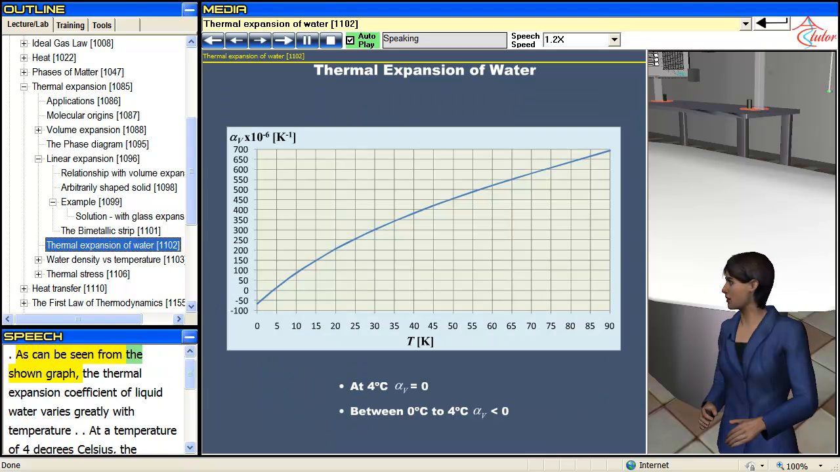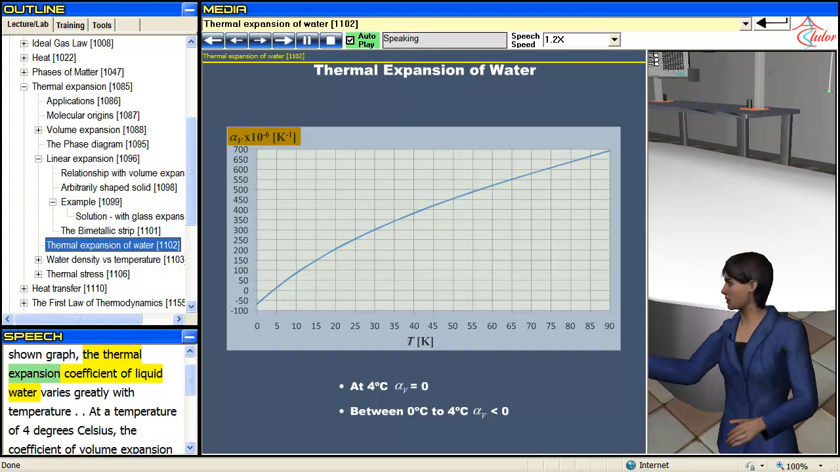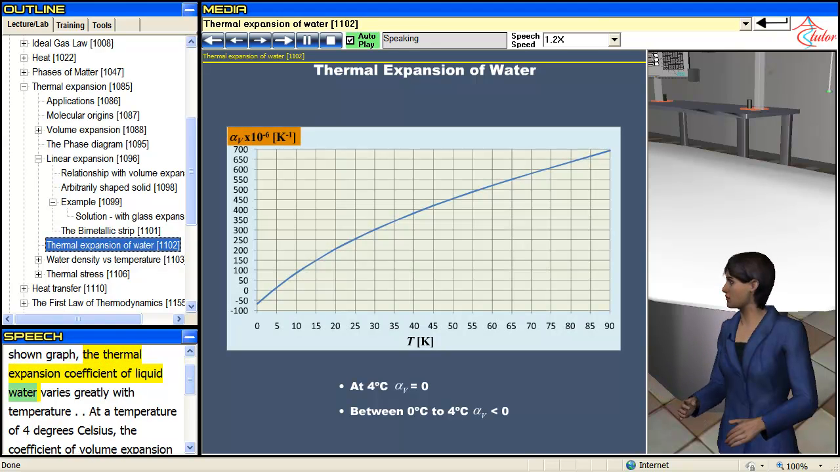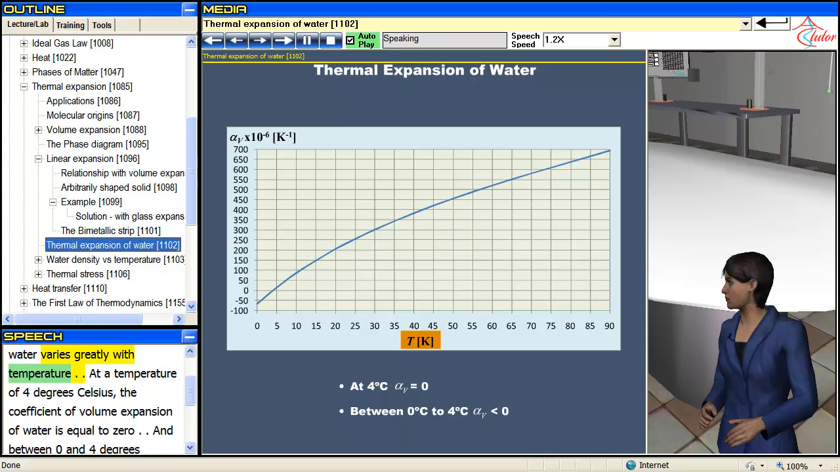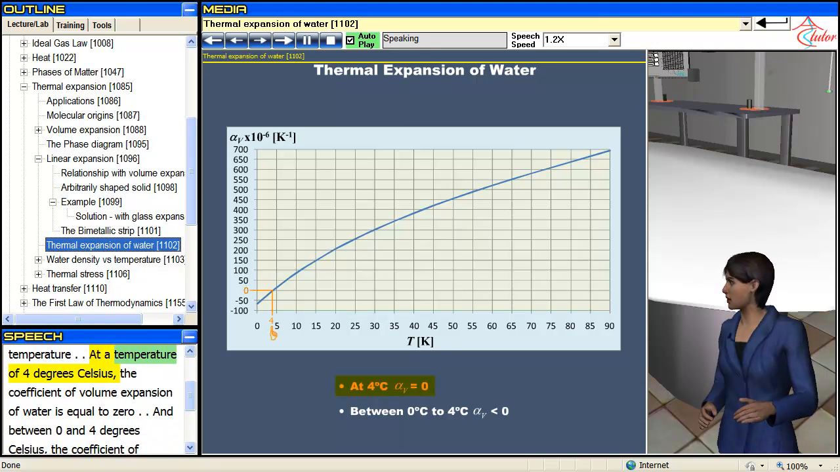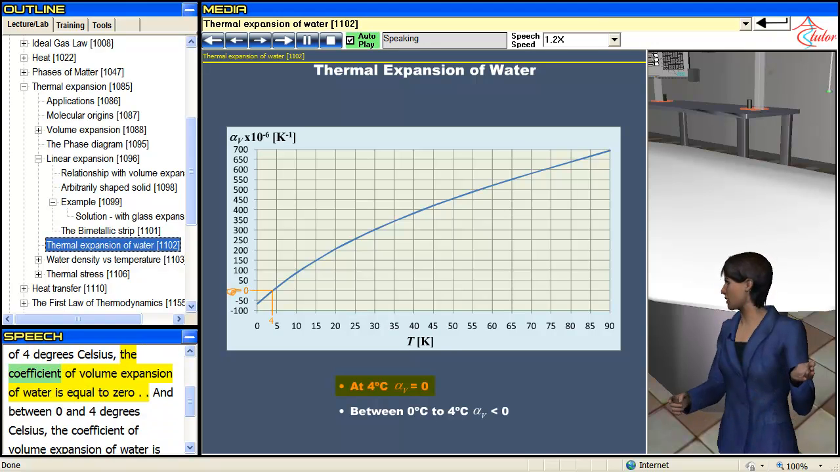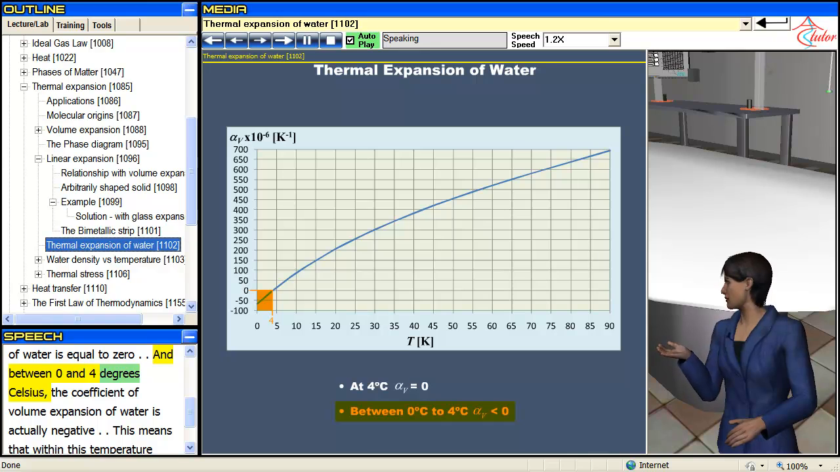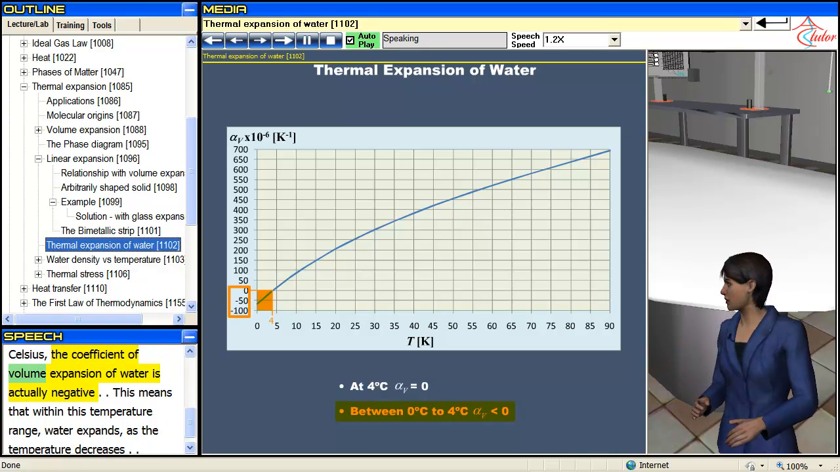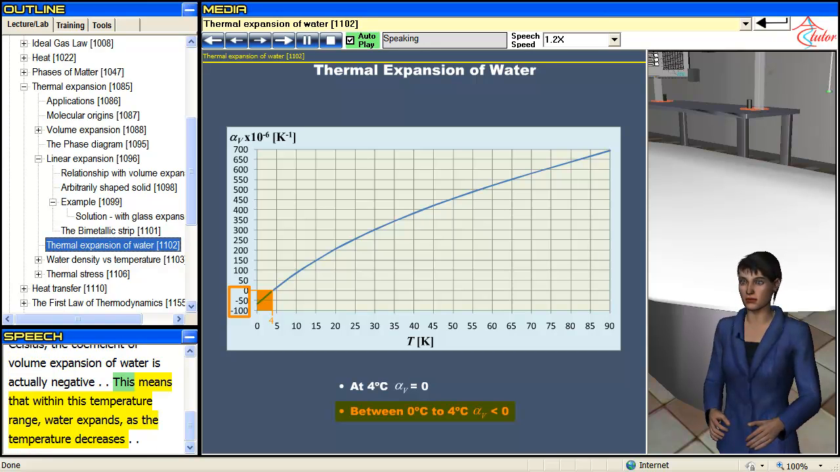As can be seen from the shown graph, the thermal expansion coefficient of liquid water varies greatly with temperature. At a temperature of 4 degrees Celsius, the coefficient of volume expansion of water is equal to 0. And between 0 and 4 degrees Celsius, the coefficient of volume expansion of water is actually negative. This means that within this temperature range, water expands as the temperature decreases.